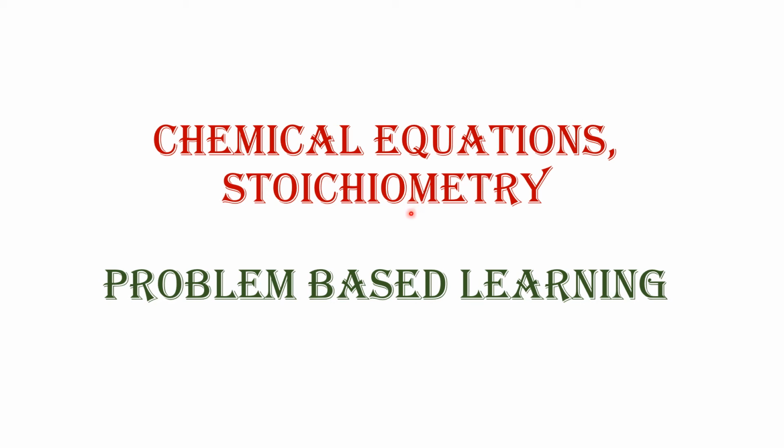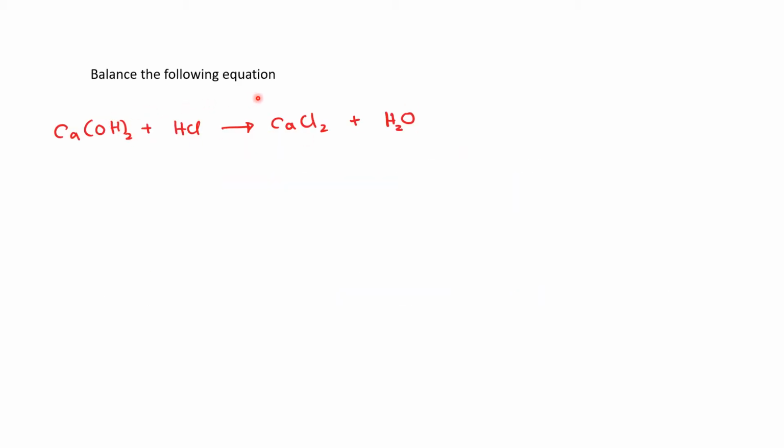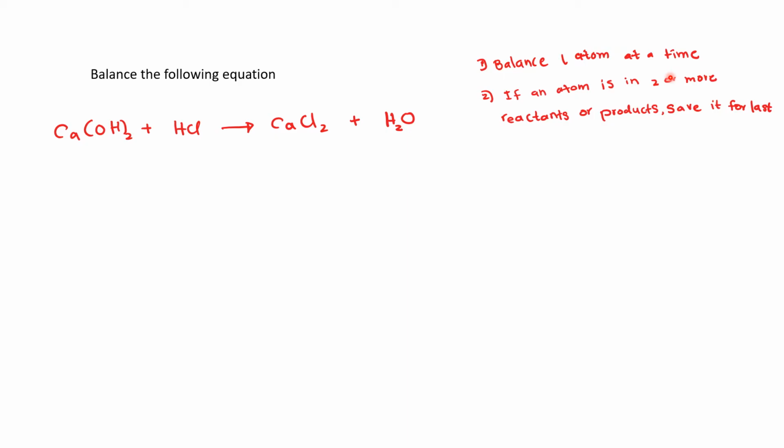Hello class, let's learn about chemical equations and stoichiometry. Balance the following equation. You have to remember a few rules. Number 1, balance one atom at a time. Number 2, if an atom is in 2 or more reactants or products, save it for last. As an example, hydrogen.